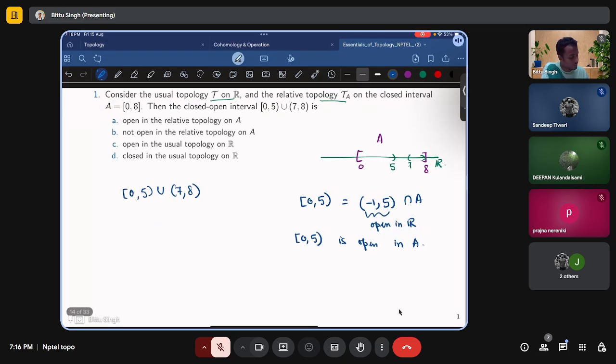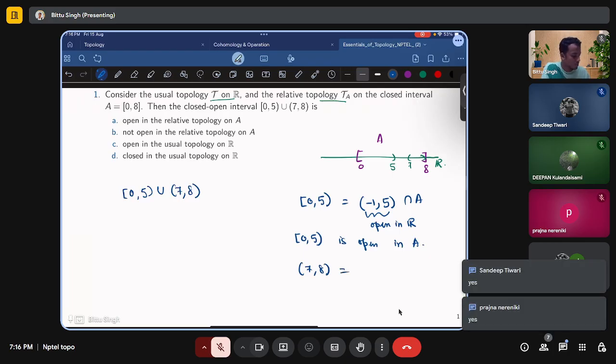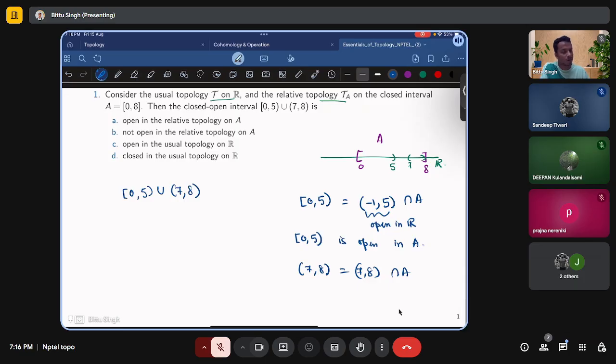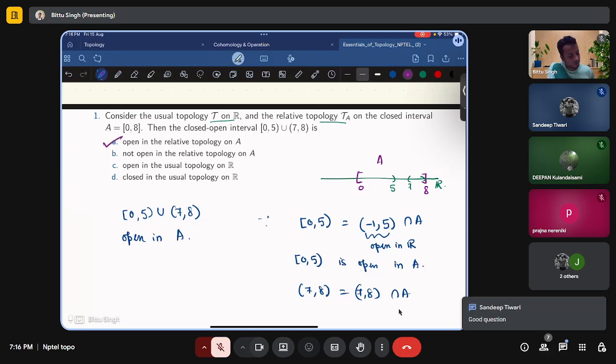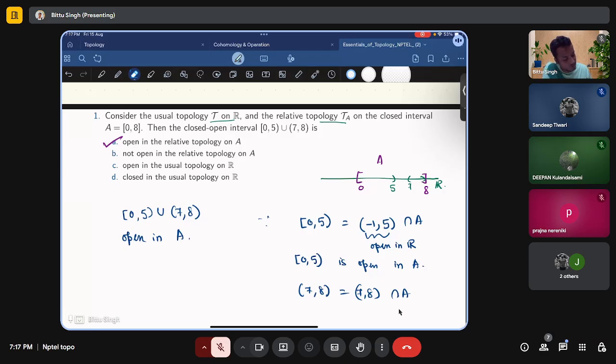Now can you see that 7 comma 8 is also open in A? Yes, because 7 comma 8 can be written as 7 comma 8 intersection A. It is already contained in A. So those two are open in A. Therefore, the union of two open sets is also open in A. So this option is correct. Now what about the second one? Not open in A. So first one is true, therefore the second one is false.